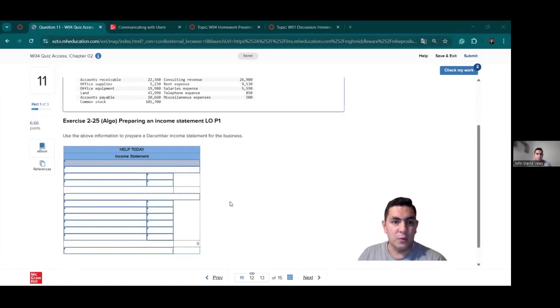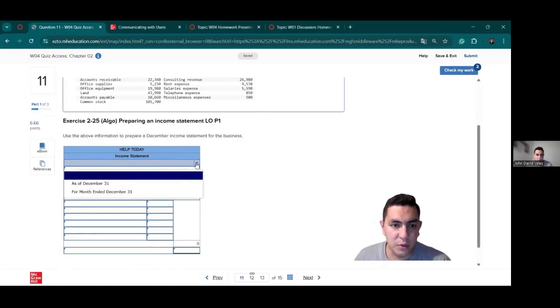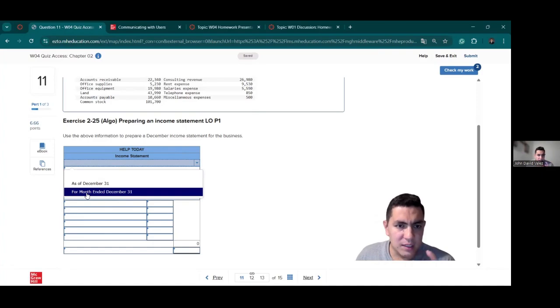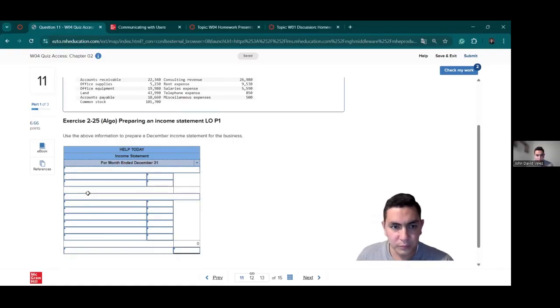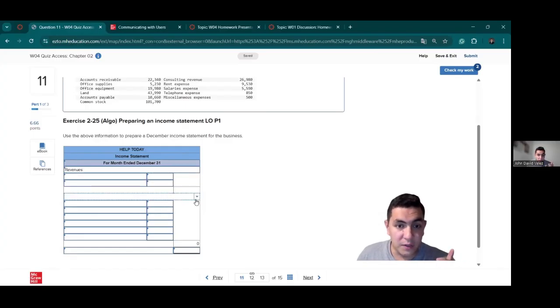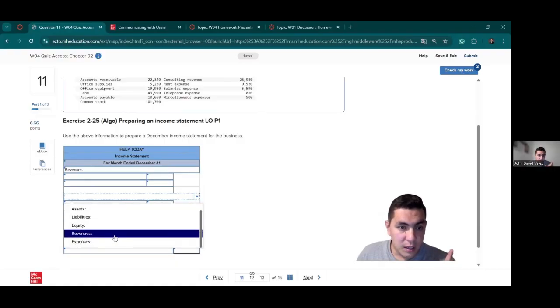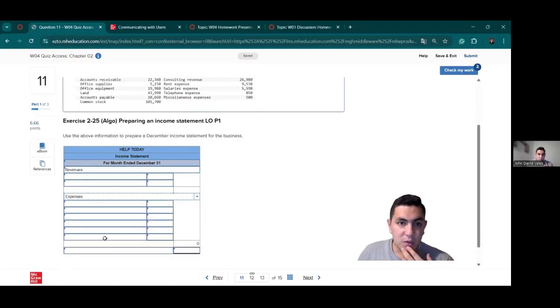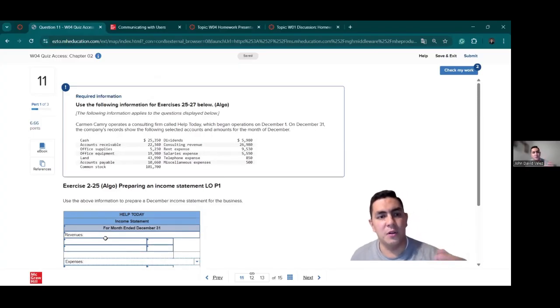So for the first part, we are going to work on an income statement. The income statement describes the company's revenues and expenses and computes net income over a period of time. So we put that this income statement is for the month ended December 31. The first part of the income statement is the revenues, and the second part is expenses. So we use the information that we received here.